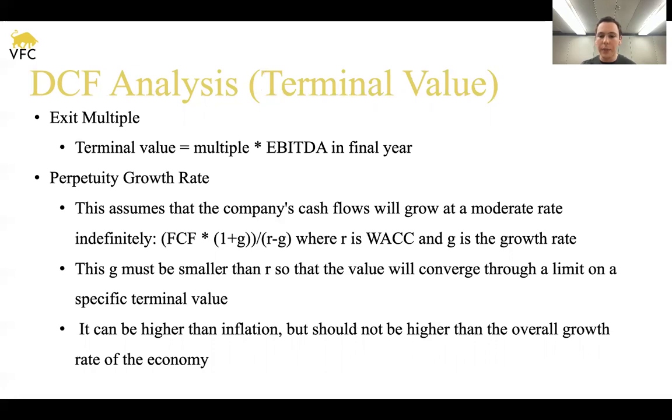The other method is perpetuity growth, which assumes a constant growth rate that'll go on basically forever. So you apply the formula on the screen and you make sure that your growth rate is a reasonable number and is lower than WACC, because if it's higher than WACC, your terminal value will not converge.